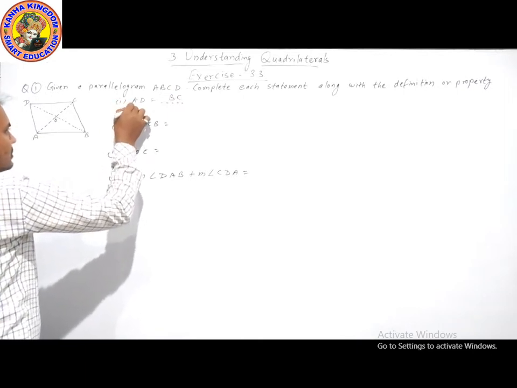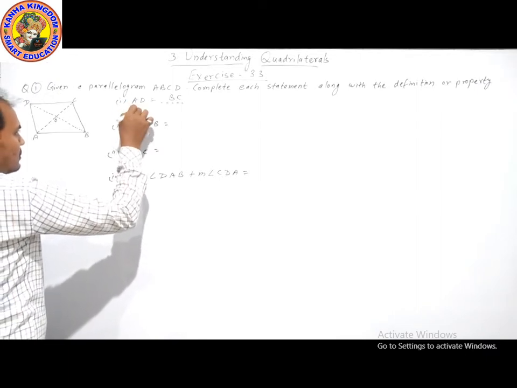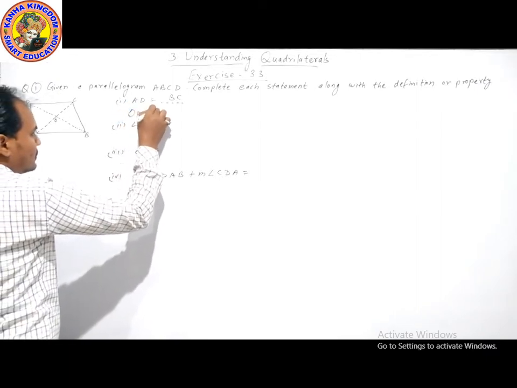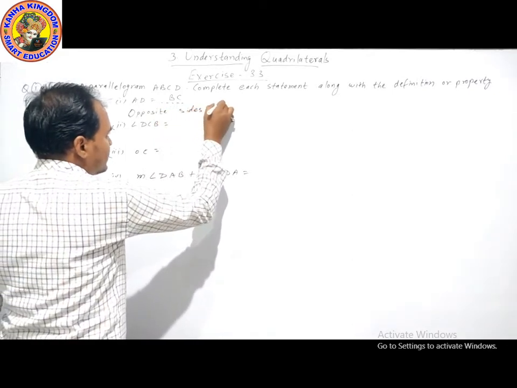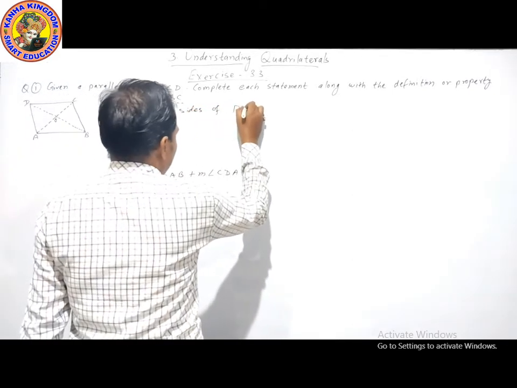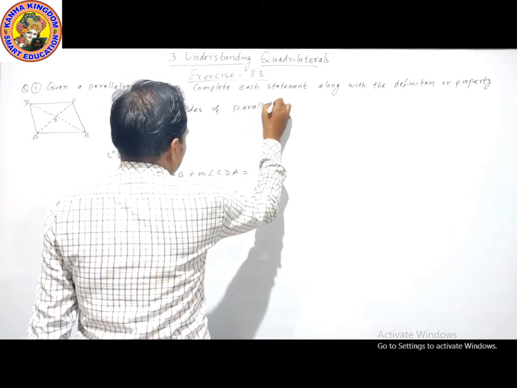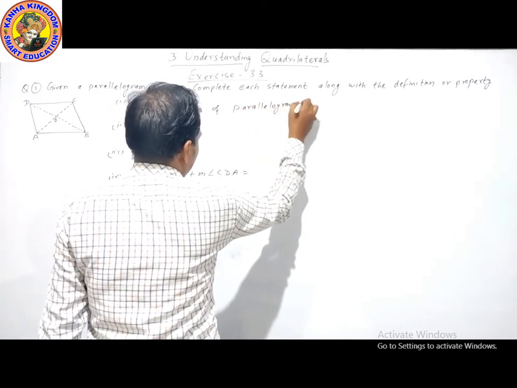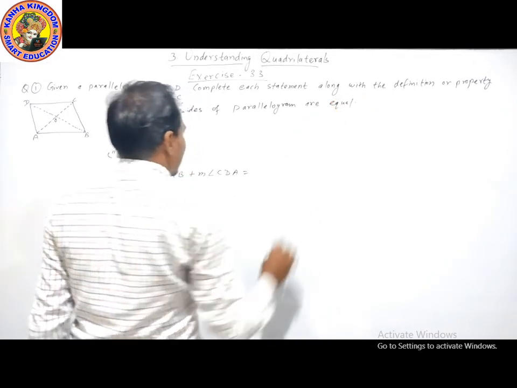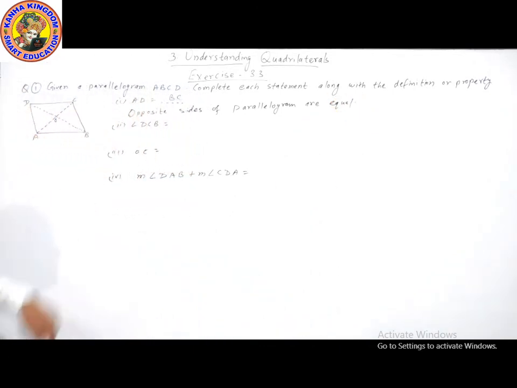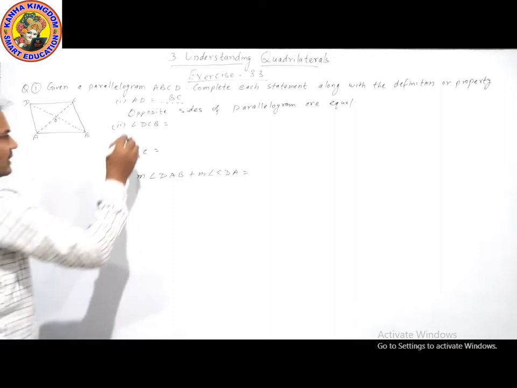Reason is: opposite sides of a parallelogram are equal. By property, the opposite sides of a parallelogram are equal.